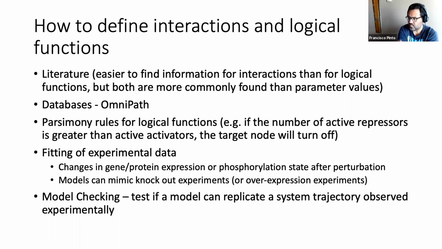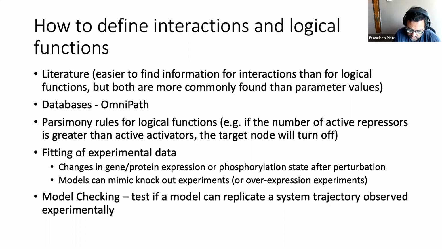But sometimes we know the regulatory logic of the gene expression. These parsimony rules are mostly based on OR logical gates. If we have one or more activators, that will tend to activate the node. But sometimes you need to have simultaneously the presence of two activators to have the consequence of activating the target. So that information is more difficult to obtain, but sometimes it is described.